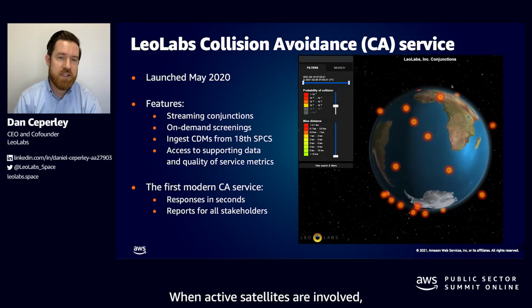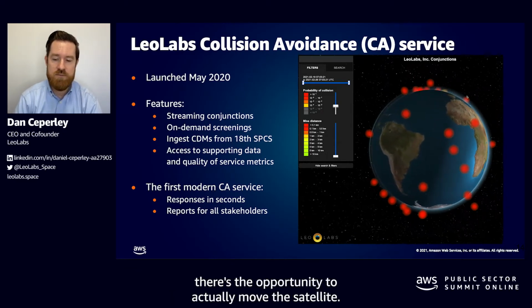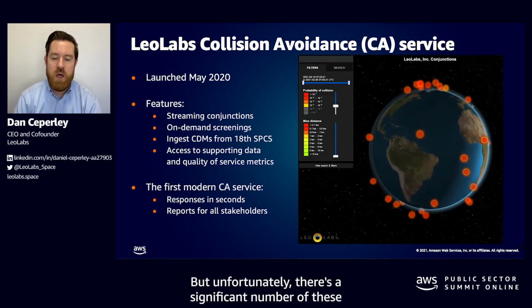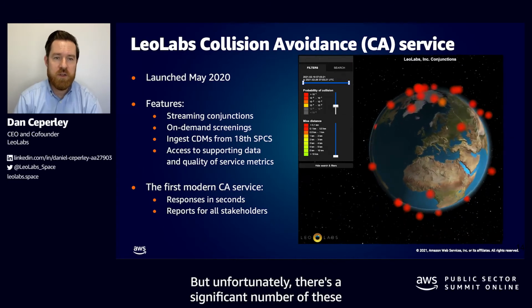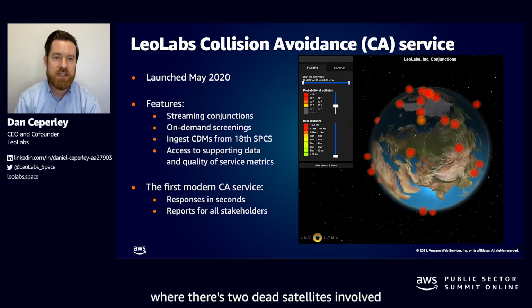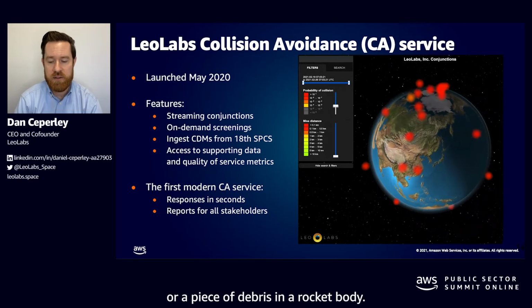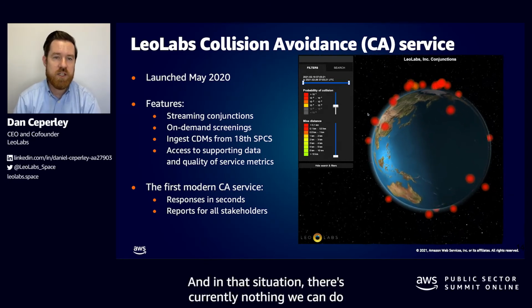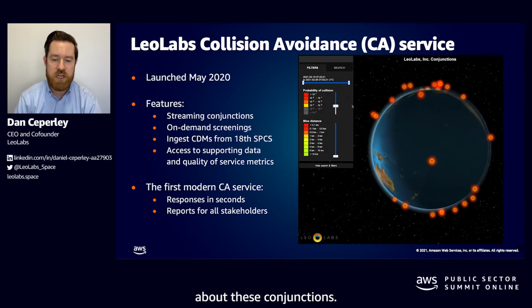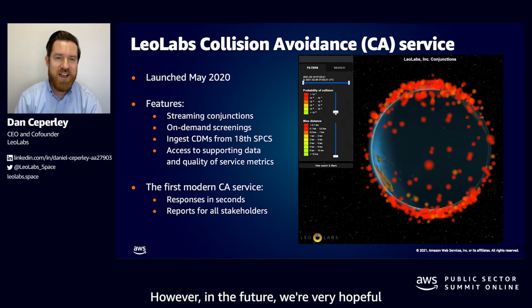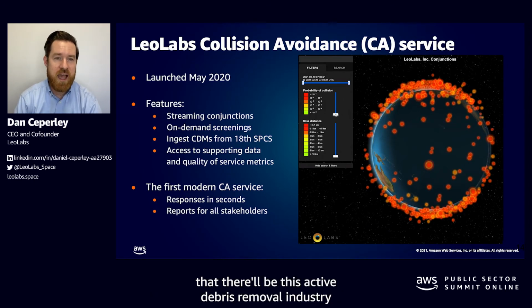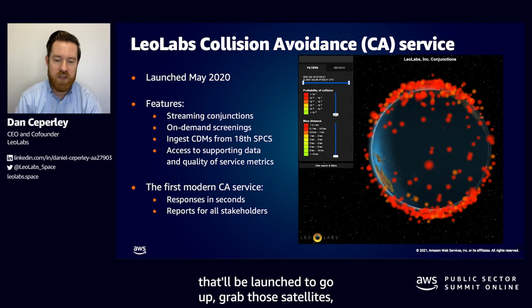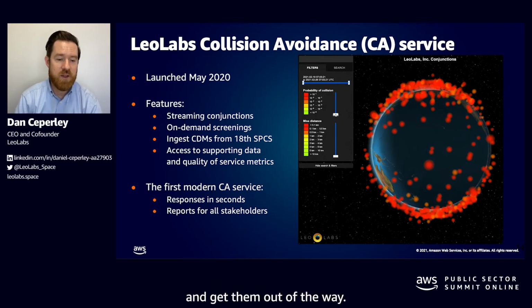When active satellites are involved, there's the opportunity to actually move the satellite. But unfortunately, there's a significant number of these where there's two dead satellites involved, or a piece of debris and a rocket body. And in that situation, there's currently nothing we can do about these conjunctions. However, in the future, we're very hopeful that there'll be this active debris removal industry that'll be launched to go up, grab those satellites, and get them out of the way.